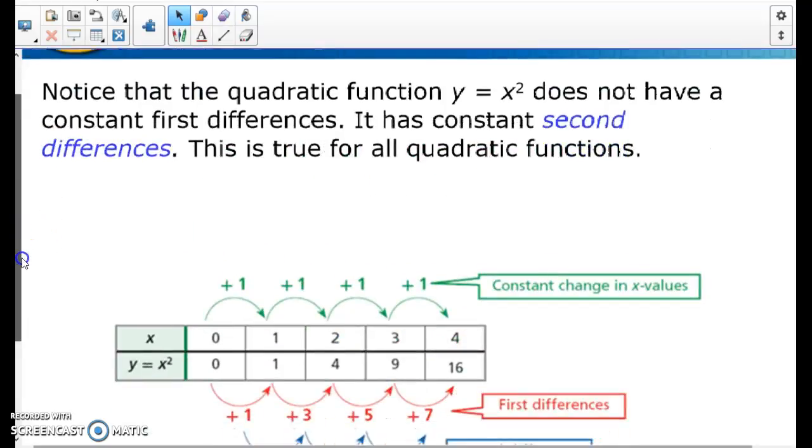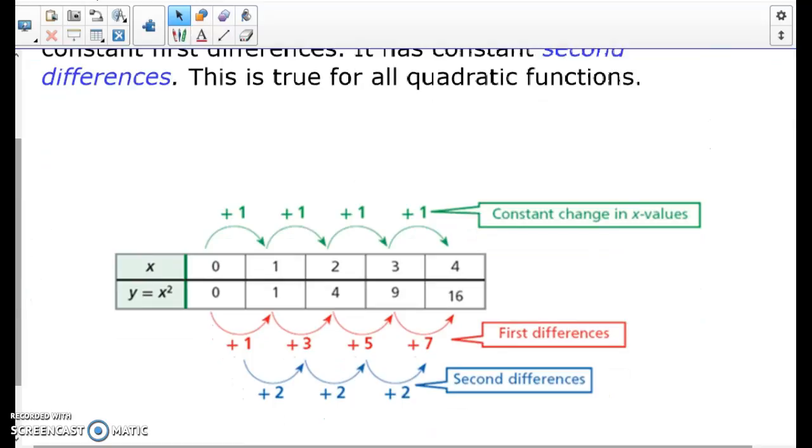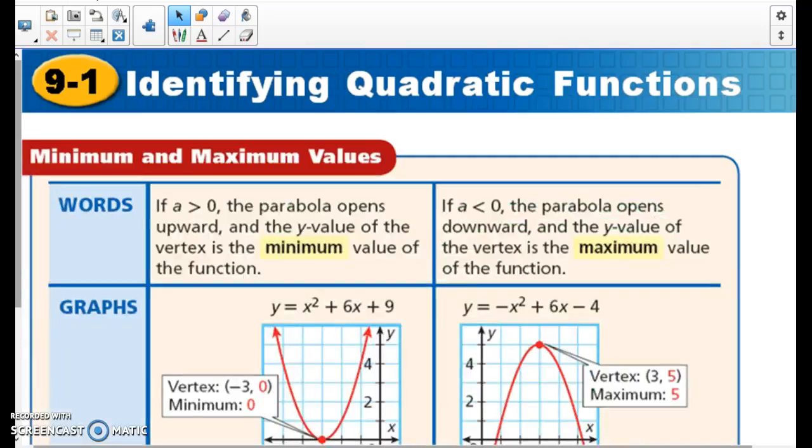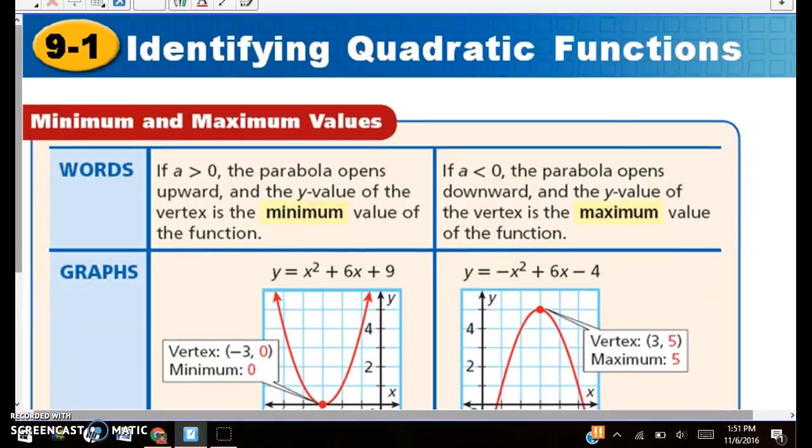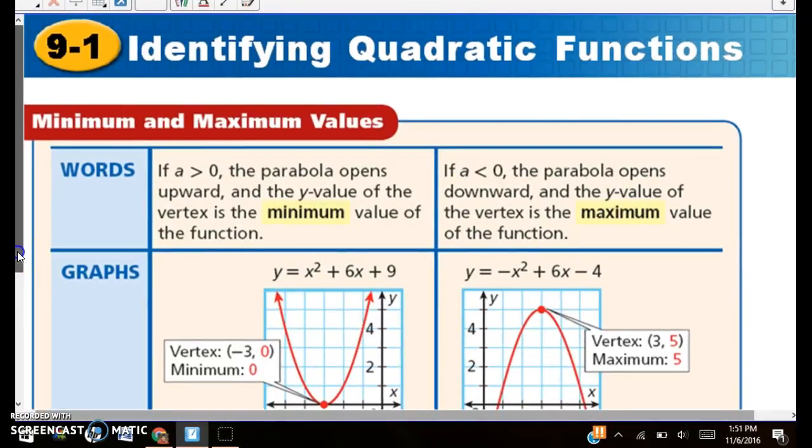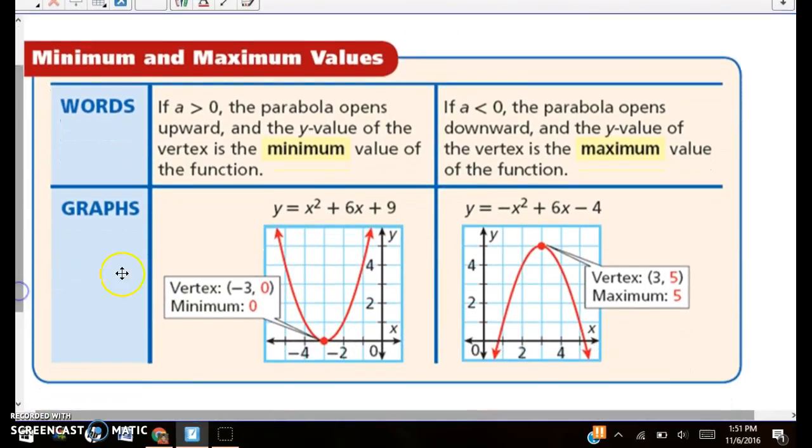Here's another example, the same thing, going up by 1 and then with differences of 2. Minimum and maximum, this is what it's talking about when it says minimum and maximum. The minimum here is going to be 0, because that's the lowest point. The maximum here is going to be 5, that's the highest point of the graph. And then looking at the vertex, where it bends, so -3, 0, and 3, 5.